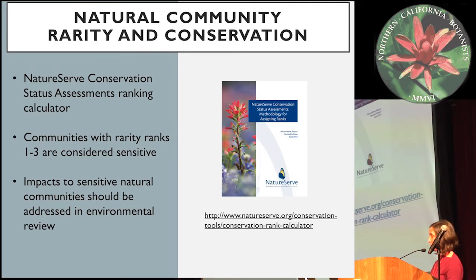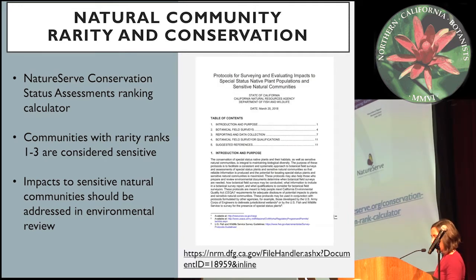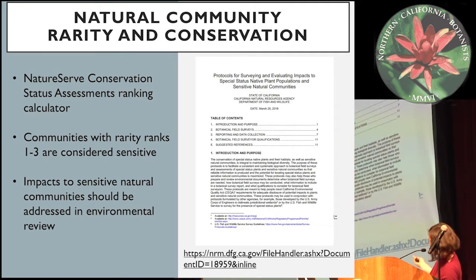Communities that have ranks between 1 and 3 are considered sensitive natural communities. These rarity ranks are especially important for environmental review and determining project impacts to sensitive natural communities, among other purposes. You can read about our suggested protocol for how to determine impacts to sensitive natural communities from this document here that can be found through our website.